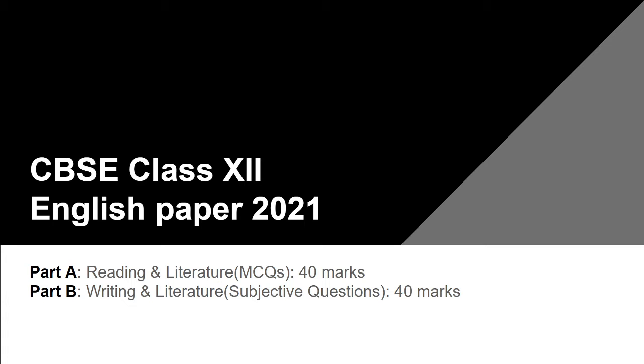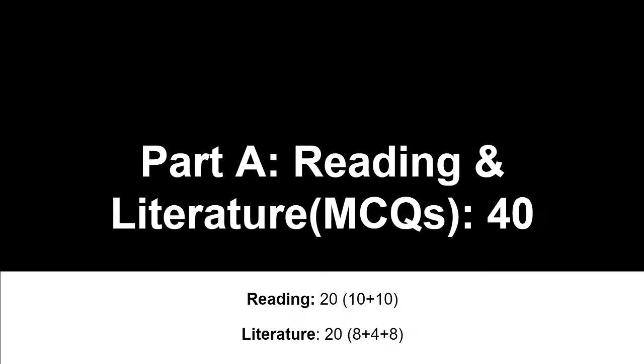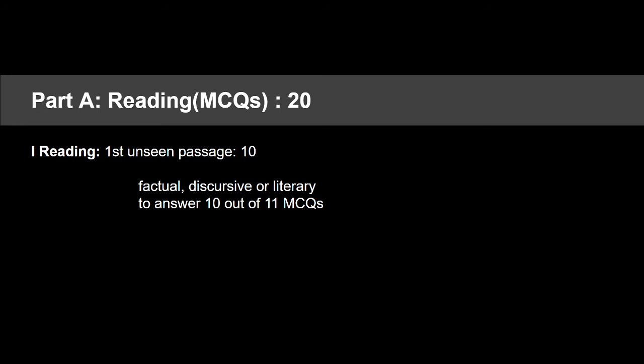So coming to Part A. Part A has reading and literature, and all the questions are MCQ, and it carries 40 marks. The breakup of reading, of course reading carries 20 and the breakup is 10 plus 10. Literature also carries 20 and the breakup is like 8 plus 4 plus 8.